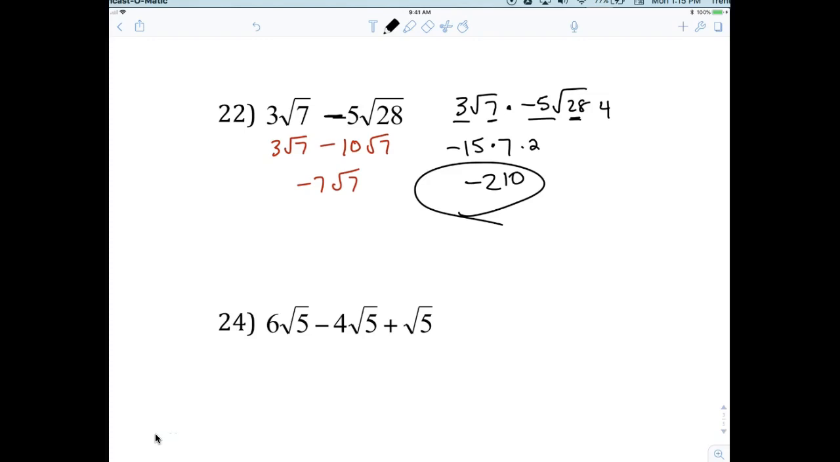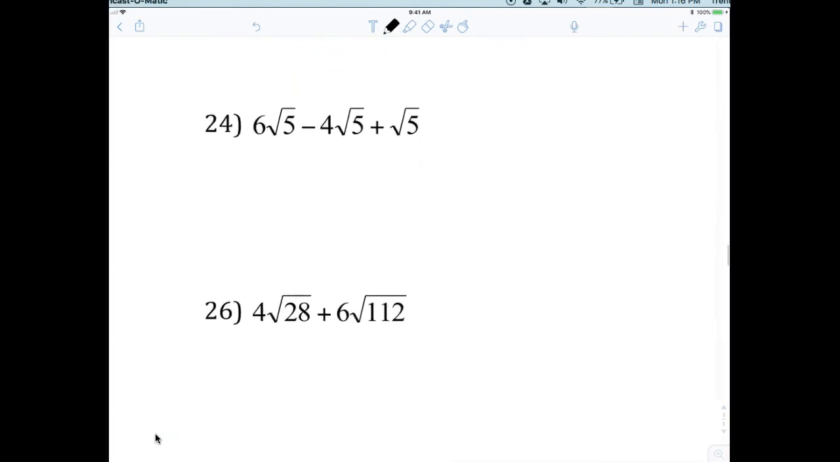I would have gotten that totally wrong. All right, negative 210. So again, double check that. 28 you can break down to 4 times 7. Then you see 2 7s, which comes out of this as a 7. And then the square root of 4 is 2. All right, anybody have any questions with that? Any questions?